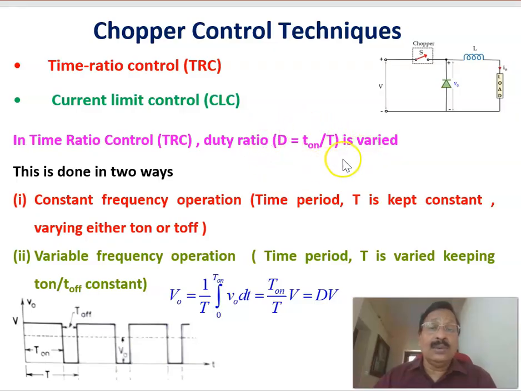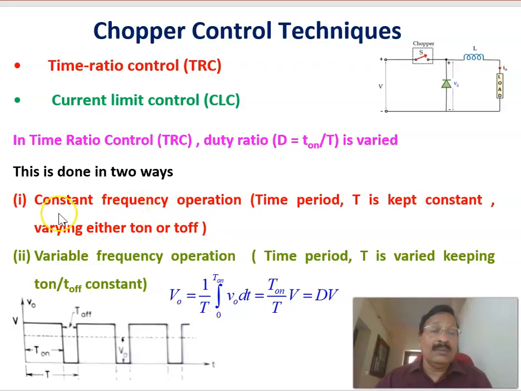Now this duty ratio variation in time ratio control can be done by one method: changing T on or T off, both can be done, keeping T constant. That is called constant frequency operation, in which you vary the on period and thereby change the duty ratio. The second method is keeping T on constant or T off constant and varying the time period T, or varying the frequency.